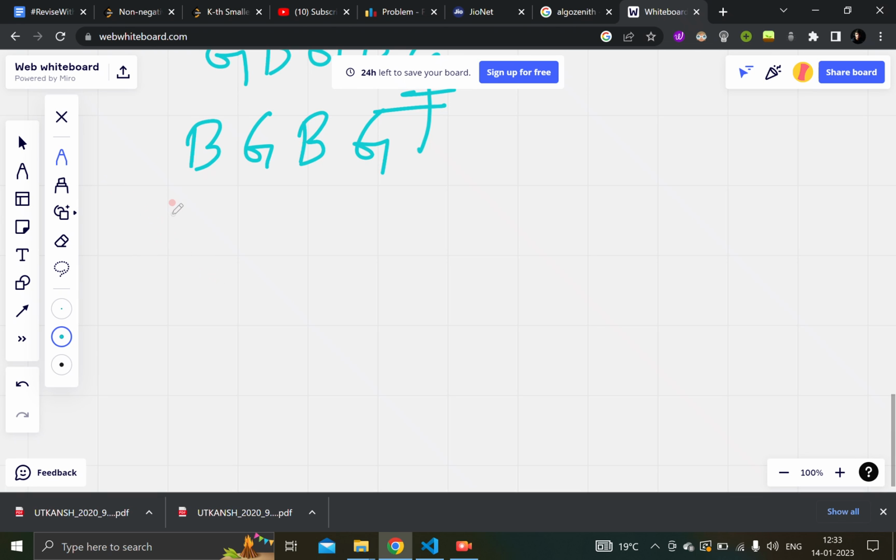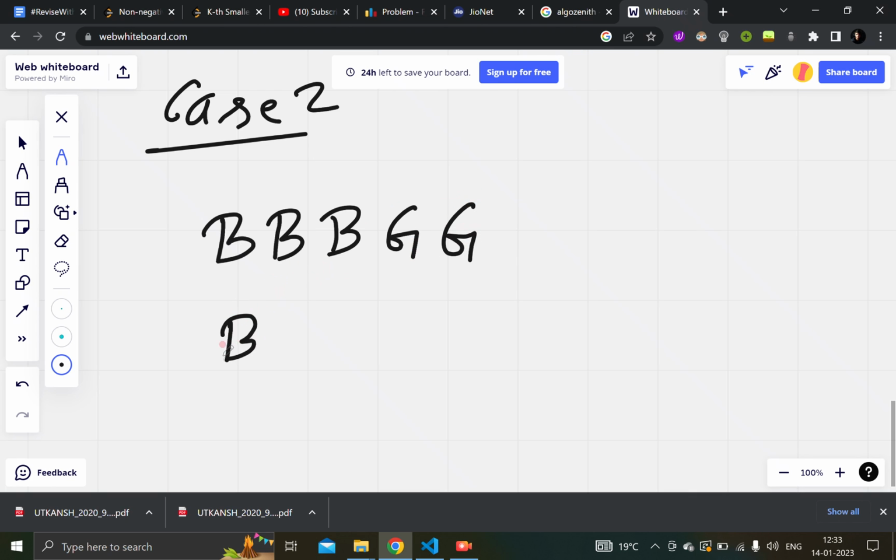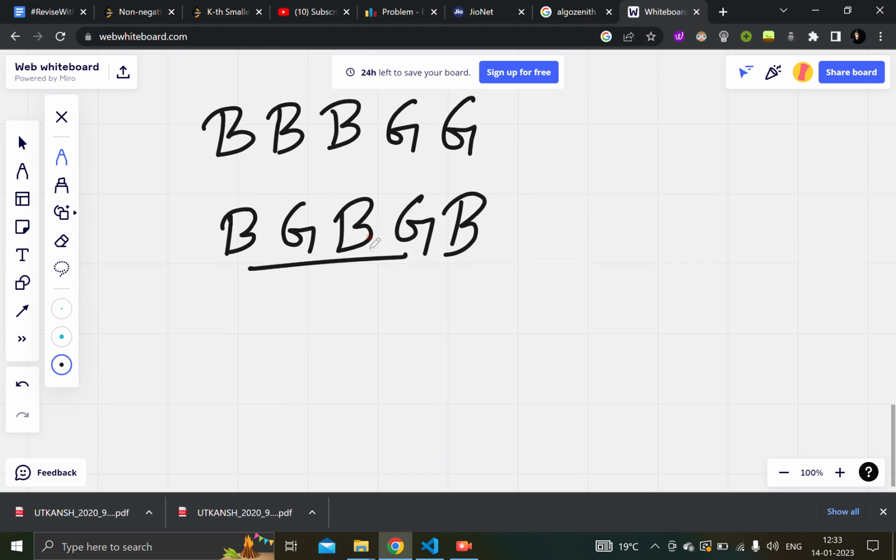Now we just look at case number 2. What we have seen is that the number of boys and number of girls differ by 1. Boy, boy, boy, and girl, girl. So what was the possible arrangement in this case? The possible arrangement was boy, girl, and then boy.